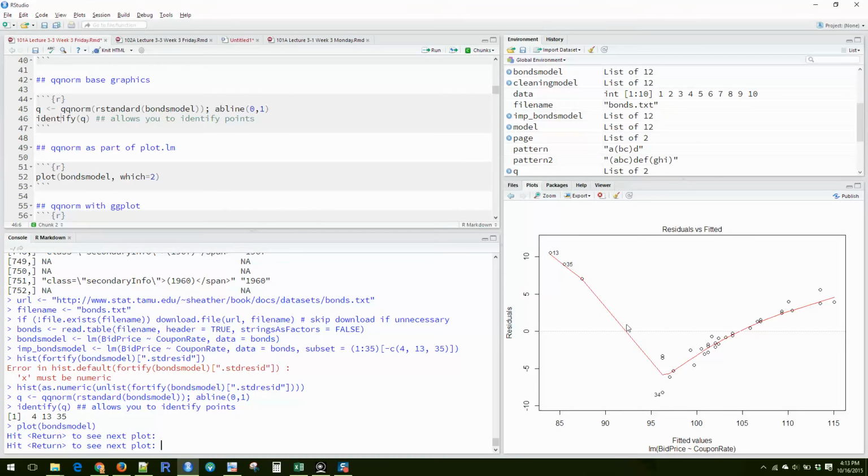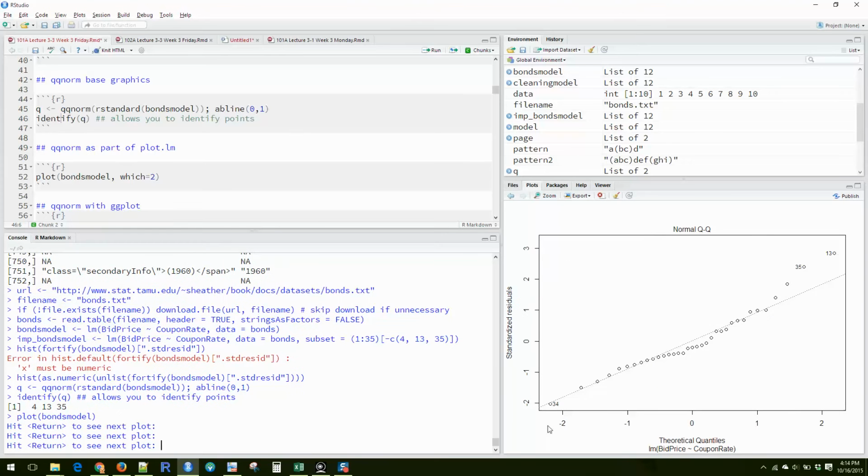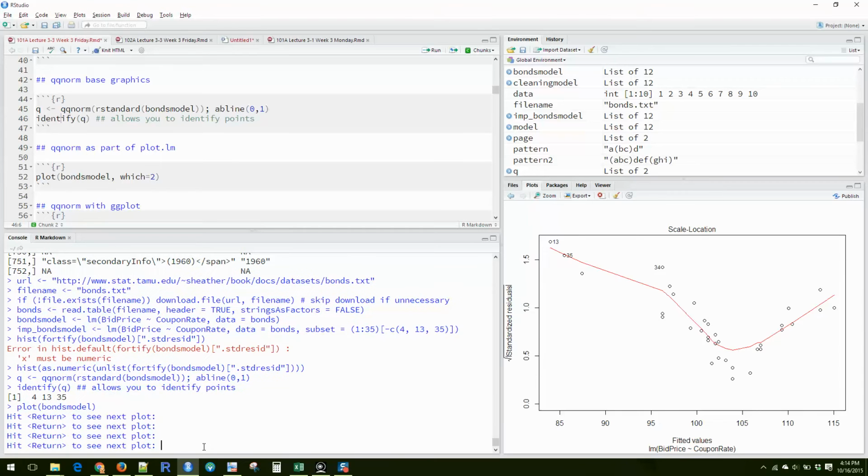Notice these are residuals and not standardized residuals. I think we talked about the difference between them. It is my personal opinion that this plot would be more useful if they had used standardized residuals instead, but it's not wrong per se. The second one is the QQ norm, which automatically identifies what it considers slightly unusual, 13 and 35 here. Then you hit it again, and it creates something called a scale location plot, which we'll talk about in a moment.